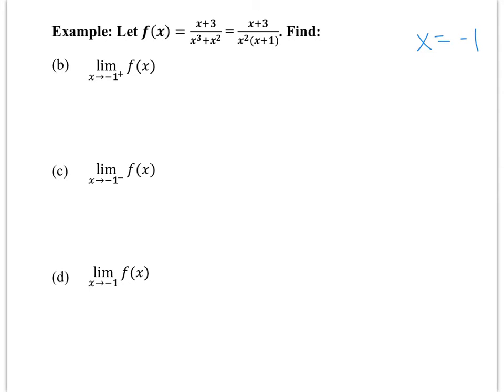So to find the limit, I have to look at the left-hand side and the right-hand side. Now remember, our other asymptote is at x equals 0. So as I come in from the right, I'm only looking at the part of the graph between 0 and -1. So let's start with looking at f of -1/2. So -1/2 plus 3 would be 2.5. -1/2 cubed would be -1/8. -1/2 squared would be +1/4. So I'd have 2.5 divided by 1/4.